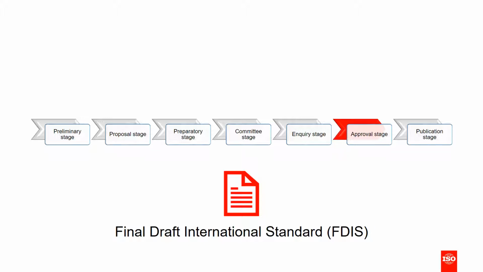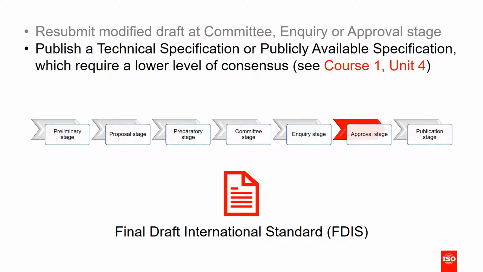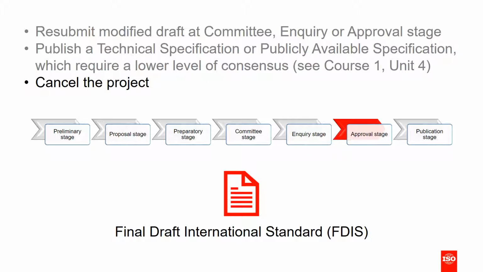If the FDIS is not approved, it must go back to the committee so that they can consider the technical reasons for the failure of the vote. Either they can submit a modified draft at the committee, inquiry or approval stage. They can publish a technical specification or a publicly available specification, as those deliverables require a lower level of consensus. You can see Course 1, Unit 4 for more information on that. Or they can cancel the project.